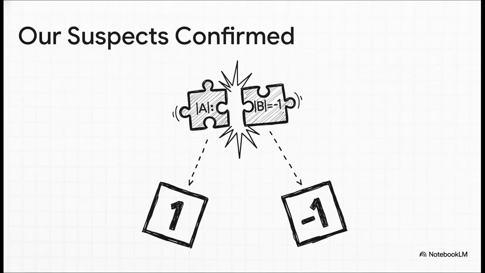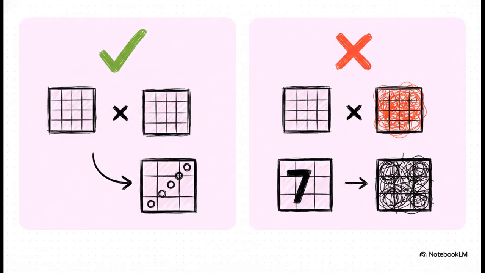And hey, look at that. The condition for B being the inverse, that its determinant is -1, is the exact same condition we found in the first part of our investigation. This confirms we're on the right track and lets us focus our attention entirely on our two suspects, a equals 1 and a equals -1. Okay, time for the final showdown.